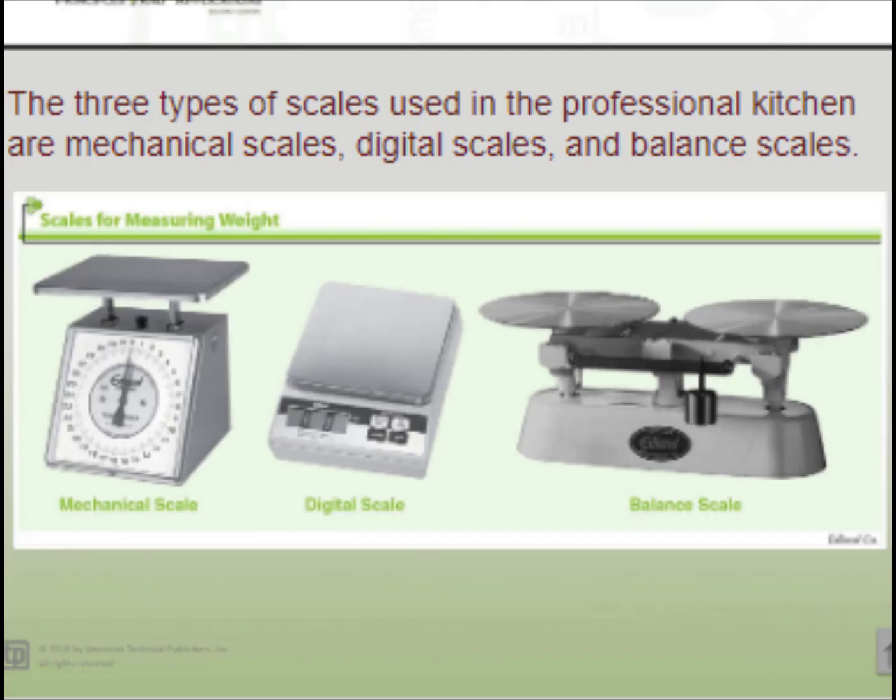Weight is a measurement of the heaviness of a substance. The most common units for measuring weight used in the professional kitchen are grams, ounces, and pounds. Weight measurements are considered to be more accurate than volume measurements because when measuring by volume, a measurement can be affected by the technique used to fill the measuring tool.